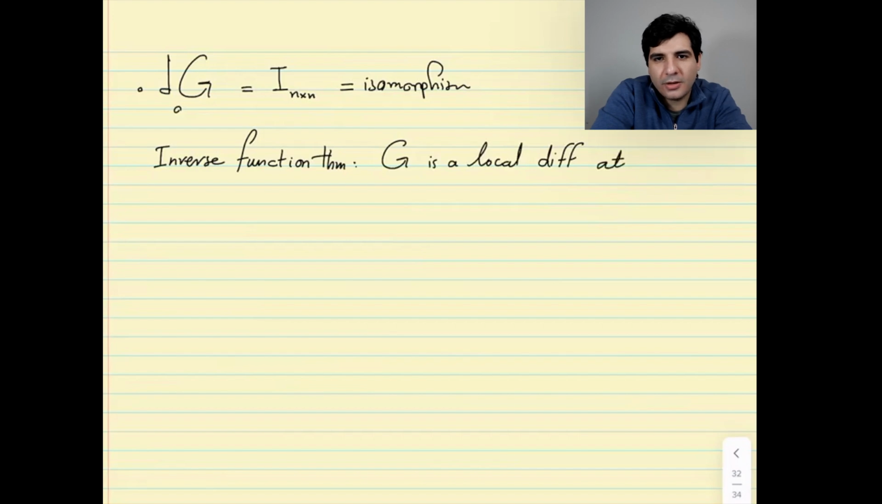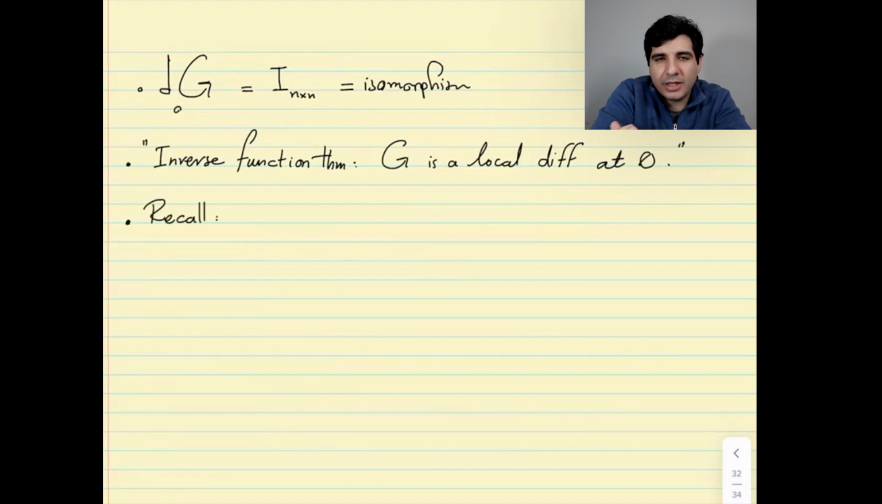Great. So G is a local diffeomorphism at 0, or it's a diffeomorphism on a small neighborhood of 0. Okay, great. This is essentially the key step of the proof. G is a local diffeomorphism. What other things do we know about G?